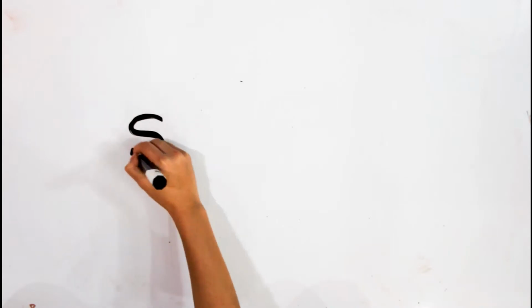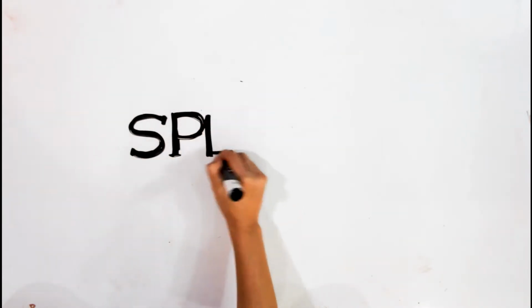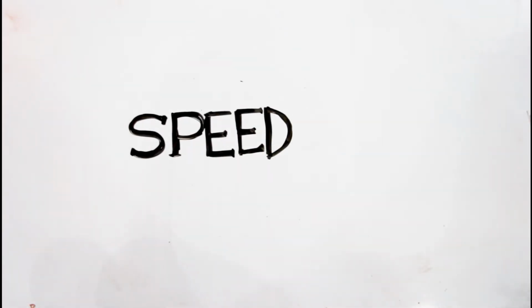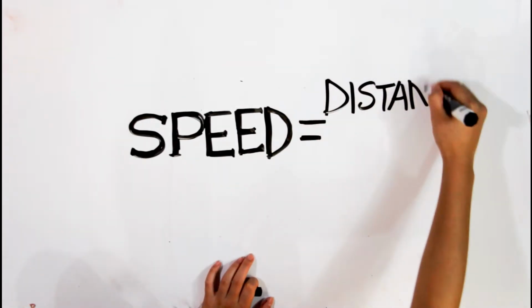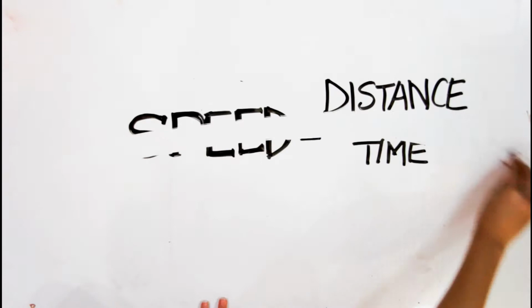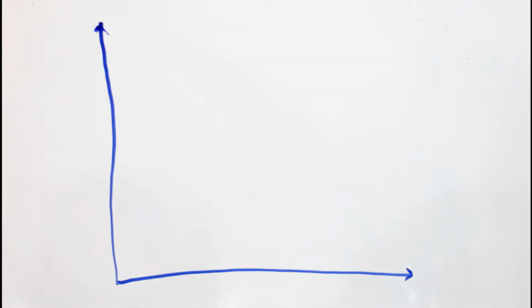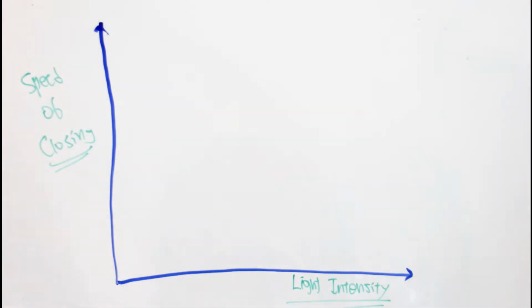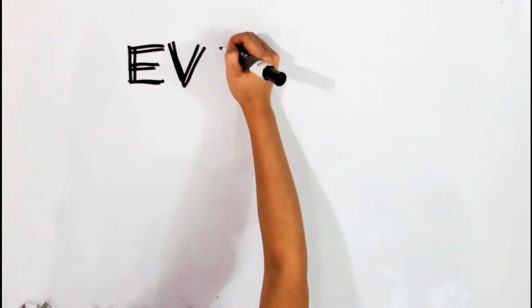The calculation of the speed at which the Venus flytrap closes is simple. This can be done by using the simple formula of speed or velocity equals displacement over time. Here's a graph that shows the relationship between the light intensity and the speed at which the flytrap closes. Theoretically, the relationship should be inversely proportional.